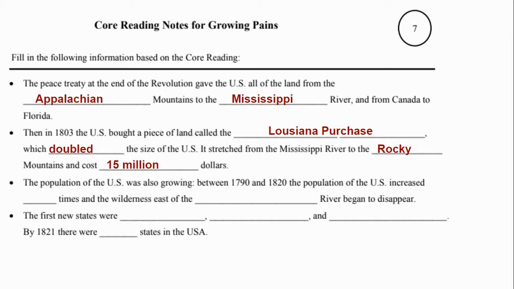All right, let's wrap these notes up. We can see that the population of the U.S. is definitely increasing. In fact, by 1820, it's 2.5 times what it was. The wilderness east of the Mississippi River is starting to disappear, and the first new states are added, and they continue to be added until by 1821, we've grown from 13 states to 24 states.